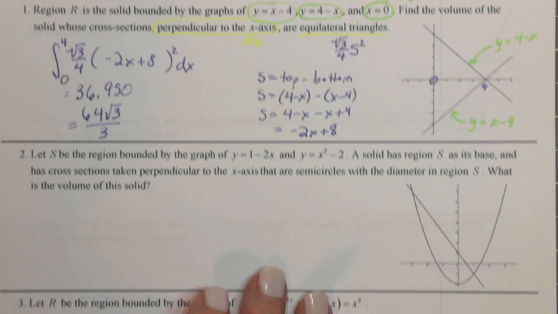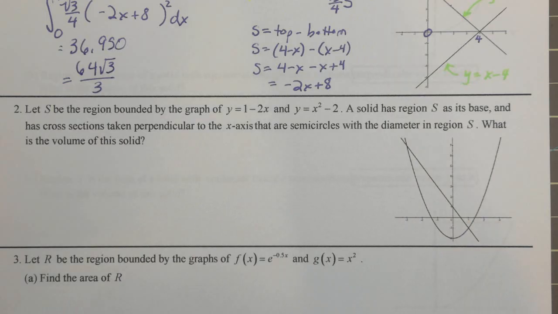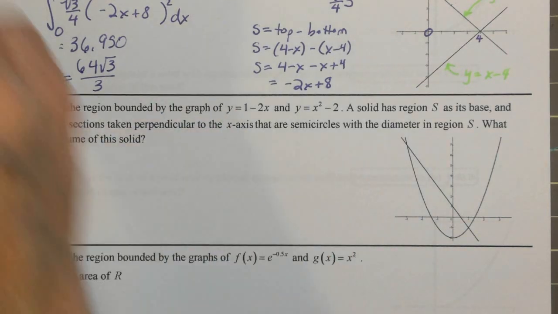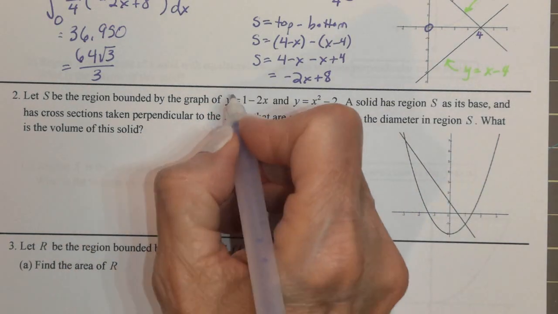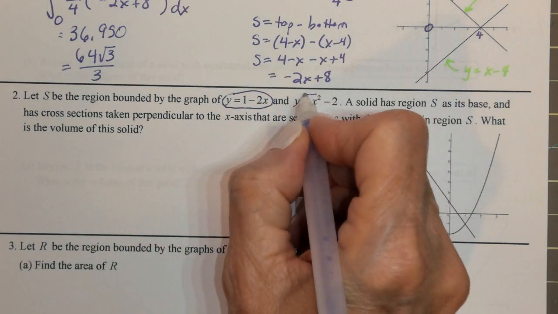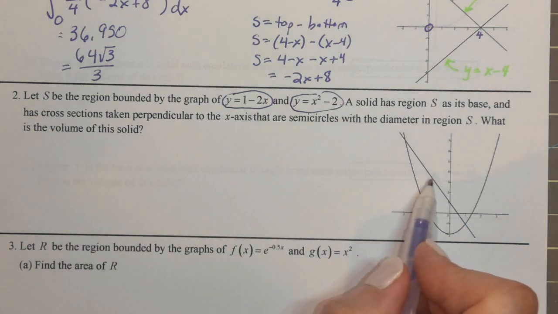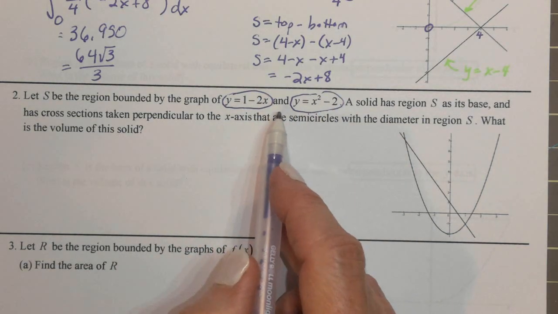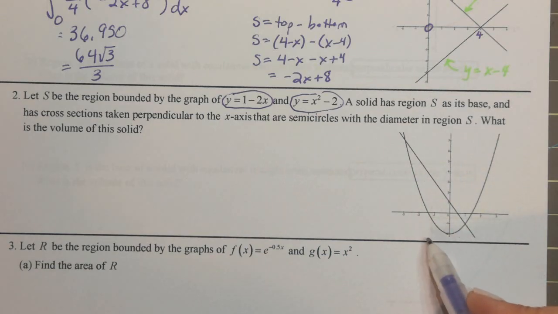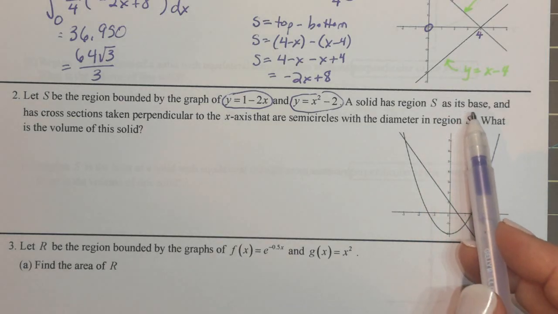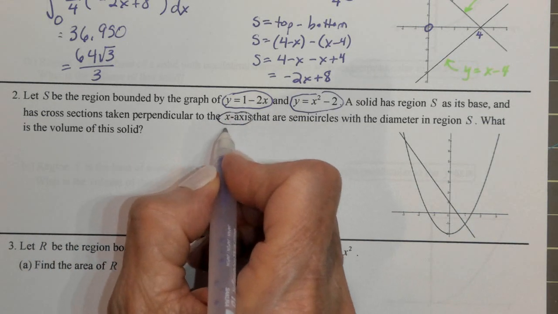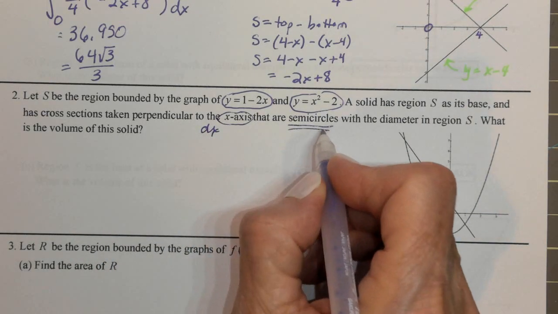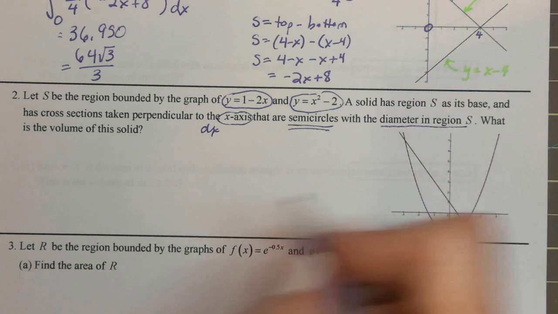Alrighty, number 2. Let S be the region bounded by the graph of this line, this parabola, and that's it. So ignore all the axes because the axes are not part of your region. So that's your region, S, capital S. The region S is the base, and each cross section taken perpendicular to the x-axis, that means we get a dx, are semicircles with diameter in region S. That's how it'll be worded.